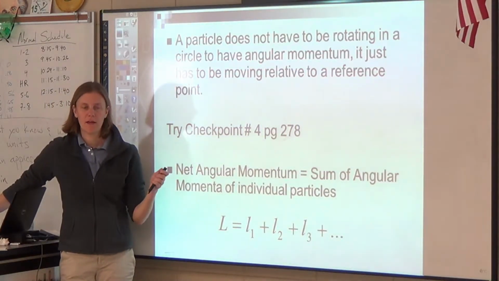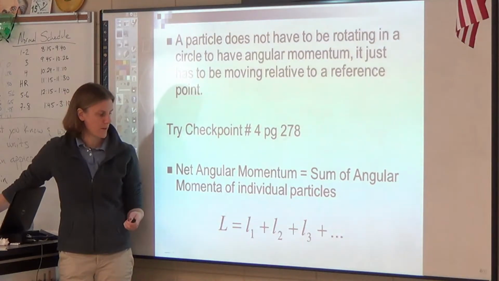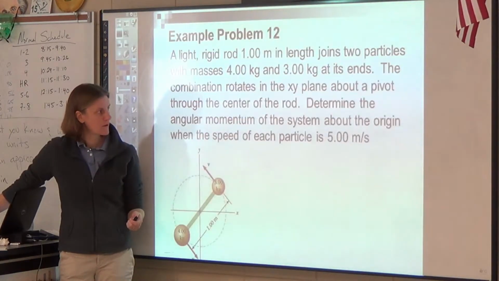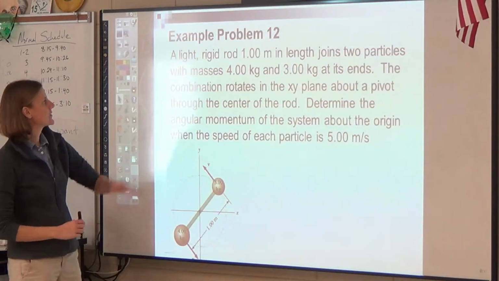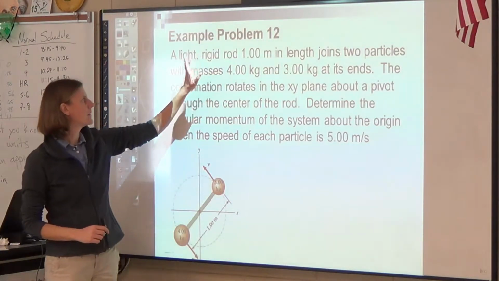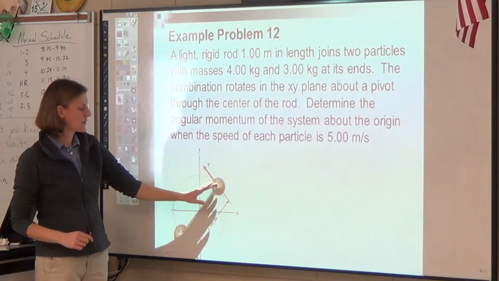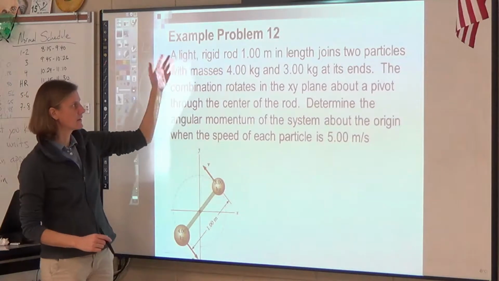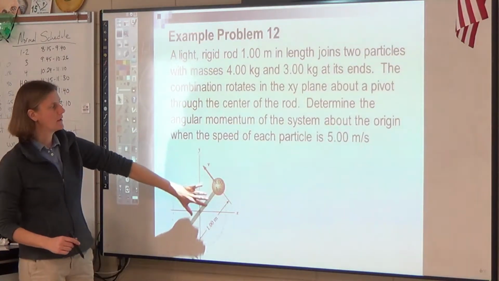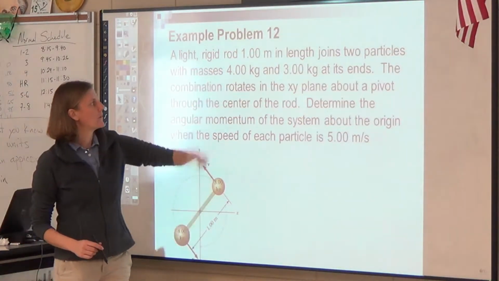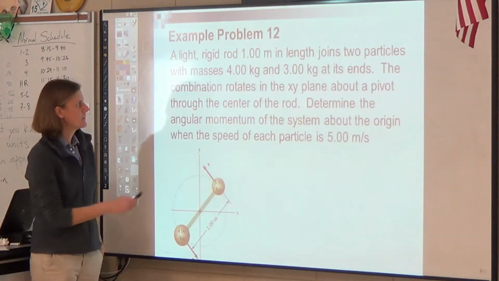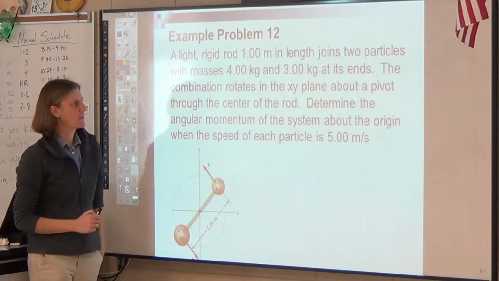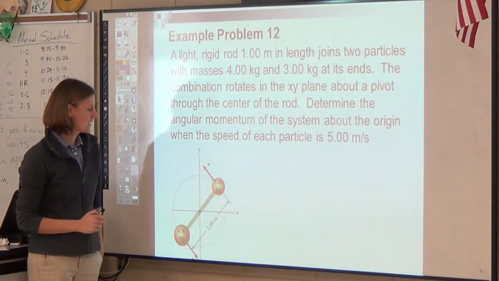And again, that M times R cross V, that's for a point mass. We will treat these two things as point masses. So this says a light rigid rod, because we do actually have a moment of inertia formula for a rod, but when they say it's light and they don't tell you the mass, ignore it. A meter in length joins 2 particles with masses 4 and 3 kilograms at its ends. The combination rotates in the xy plane about a pivot through the center of the rod.